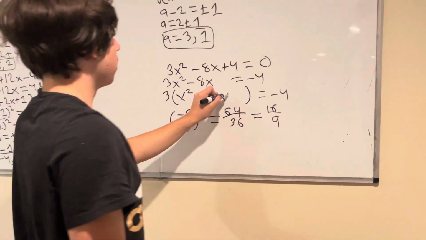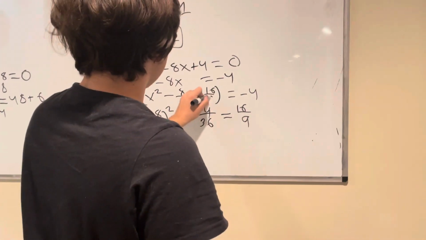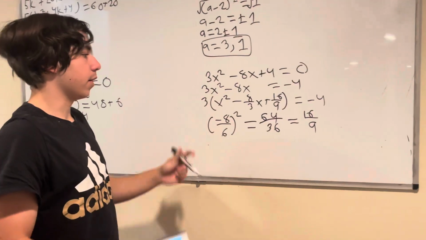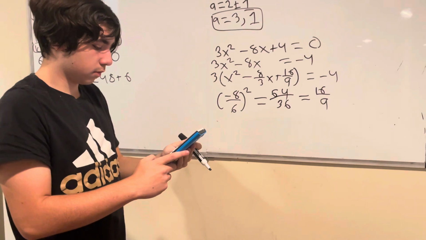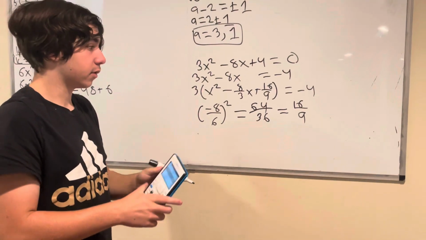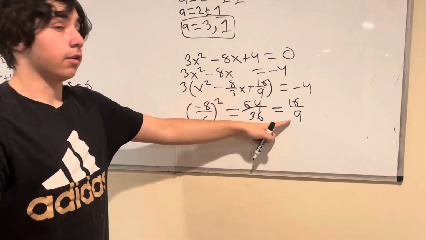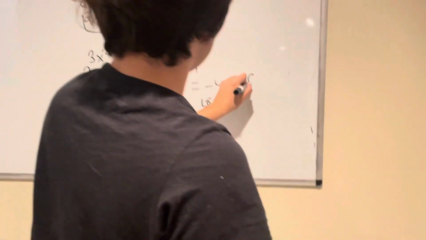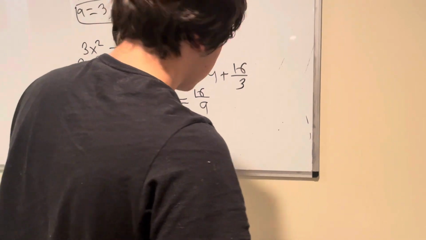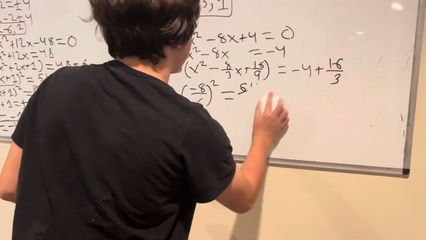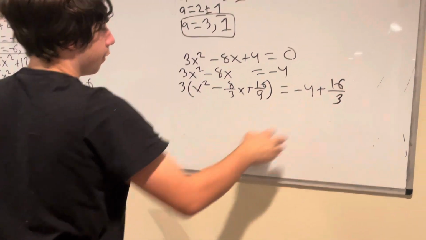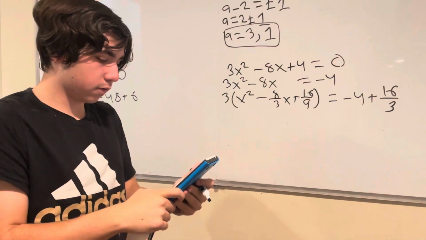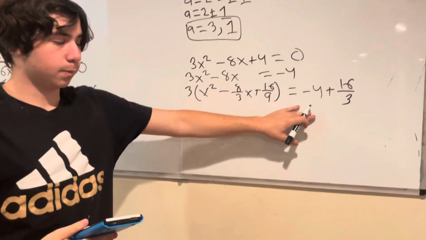16 ninths. But that 16 ninths, we have to multiply by 3 for this side because of that 3 here. So 16 ninths times 3 is 16 thirds. That denominator just divides by 3. So I get plus 16 thirds. Okay. And then that negative 4 plus 16 thirds is 4 thirds.